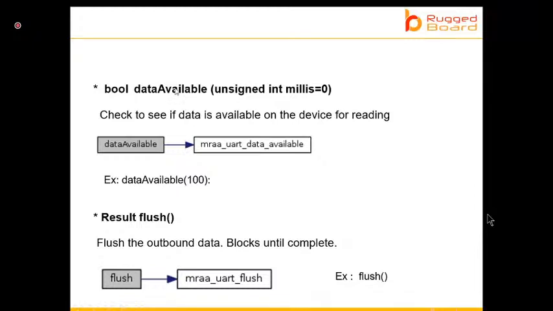So for example, you want to wait till the data arrives. This would be one of the APIs which you can use to wait for the serial data to arrive. And then the flush command, because internally there is a buffer handle. In order to clear the buffer handling, you use the flush.